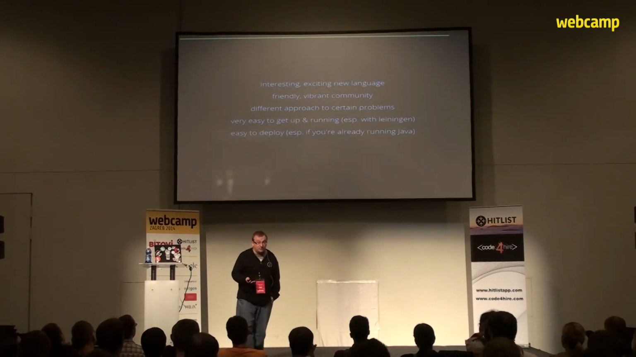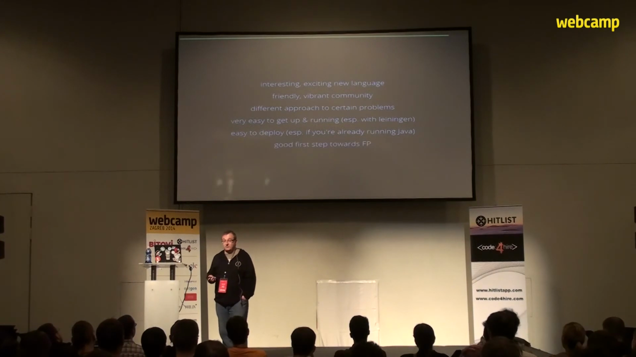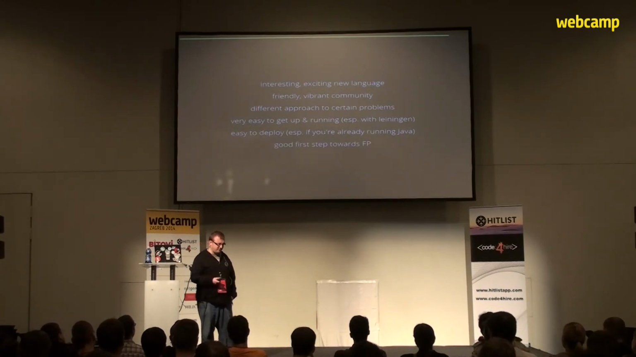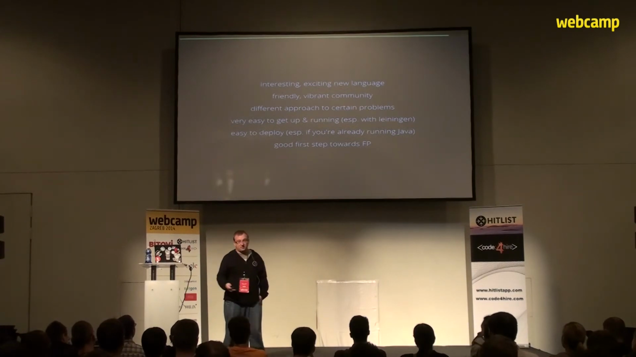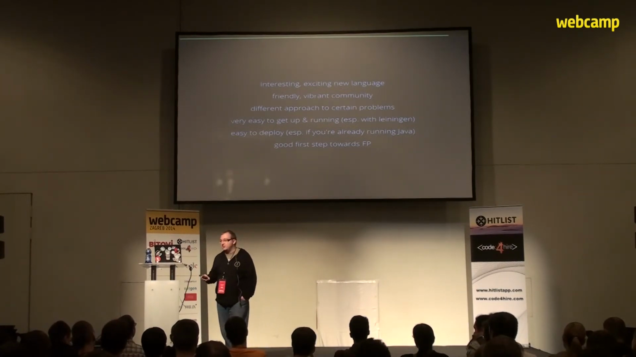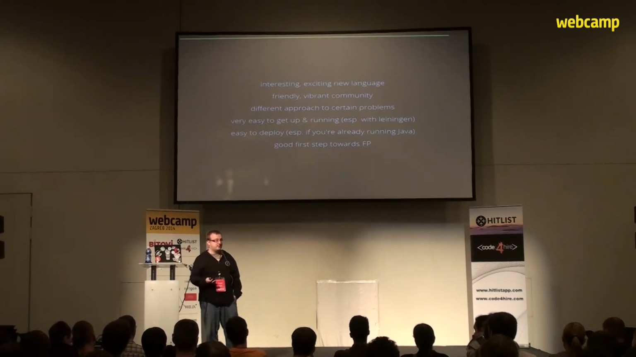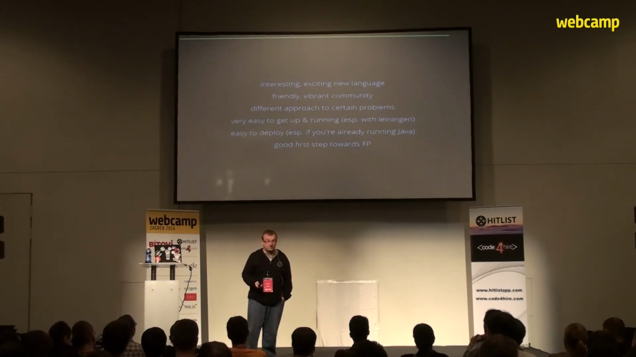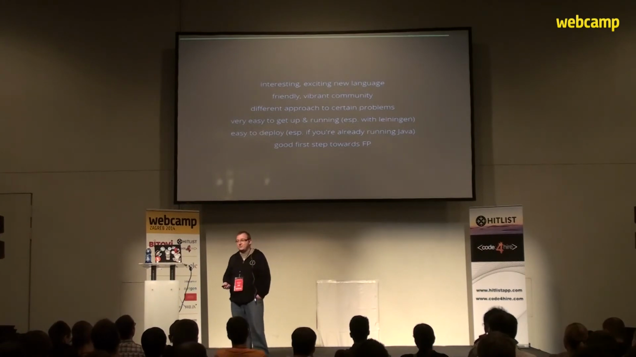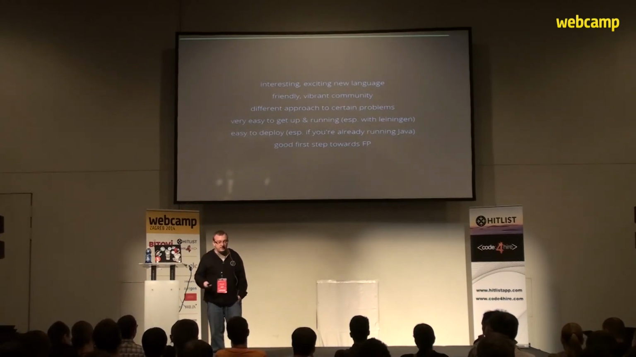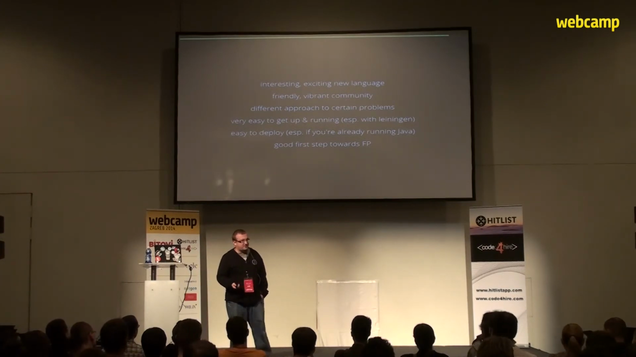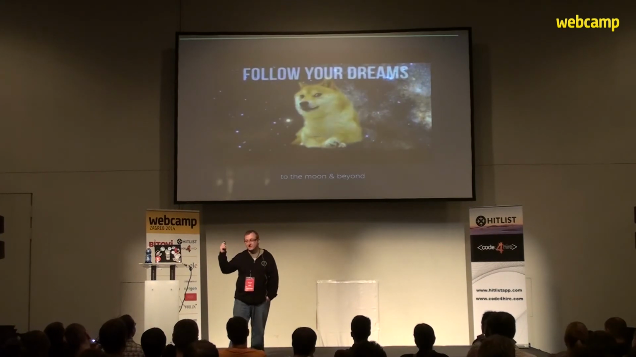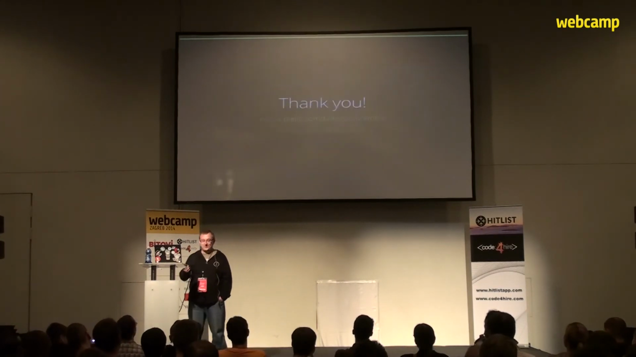It's easy to deploy, especially if you're already running Java, and it's a really, really good first step towards functional programming. So if you're interested in the fad, so people are talking about Haskell, OCaml, whatnot, Clojure, especially if you're a Java developer, is a really, really good first step towards that. And bottom line, you should be. It's not a new approach. It's been here for a while, but it's kind of gotten into the mainstream lately. It brings some interesting patterns and ideas to your daily programming life, and yeah, it's a shame not to. So, go build something, follow your dreams to the moon and beyond, and thank you.